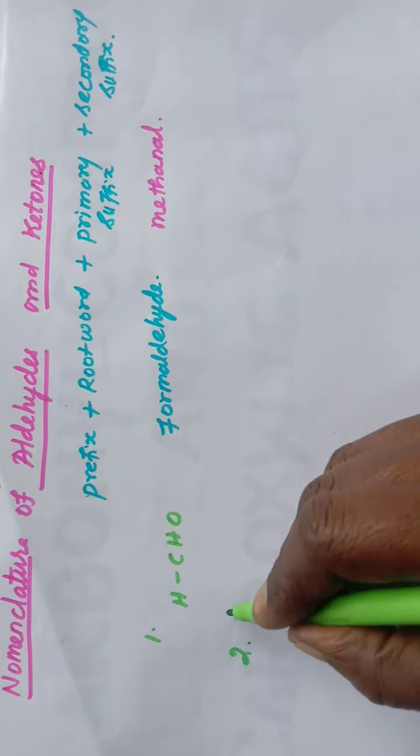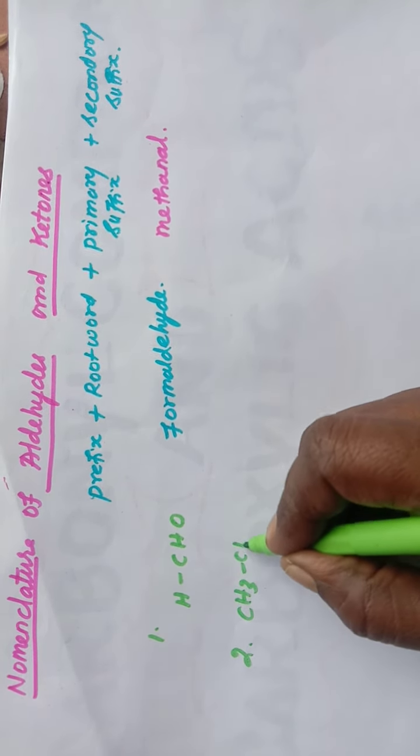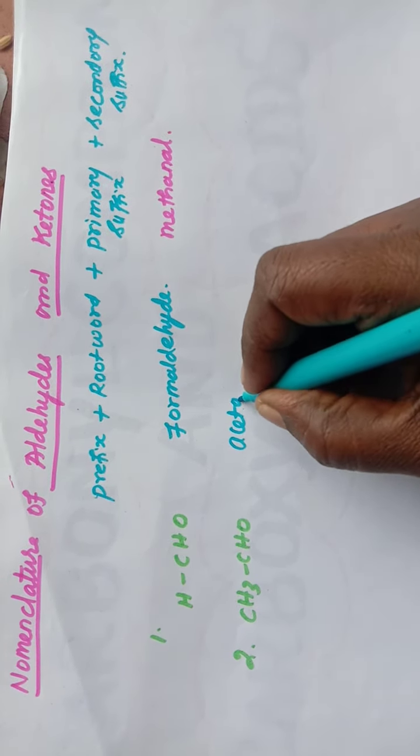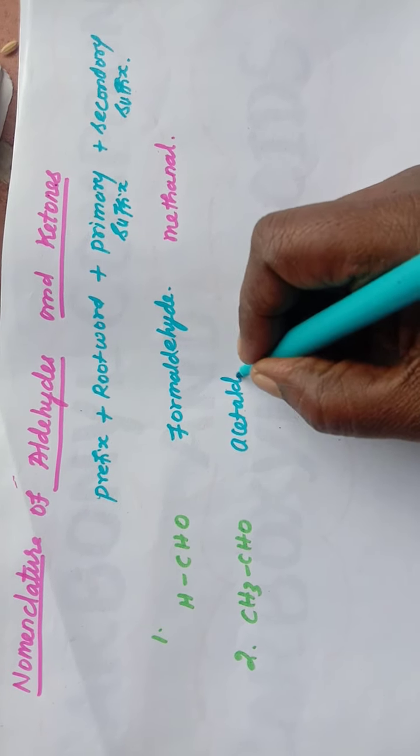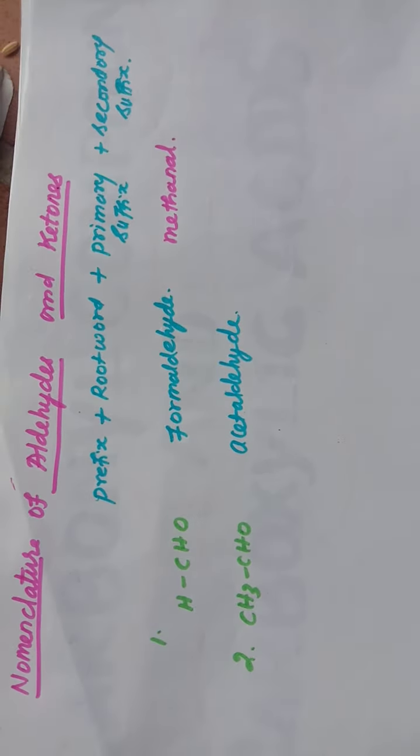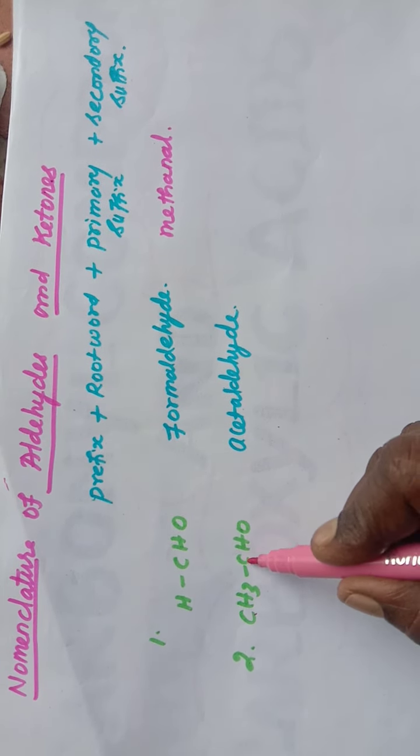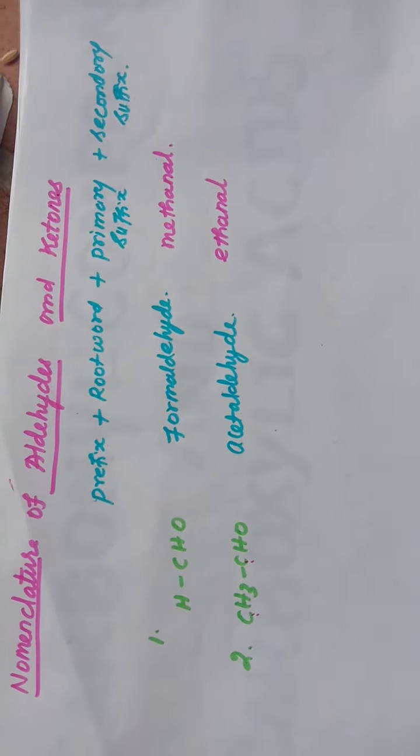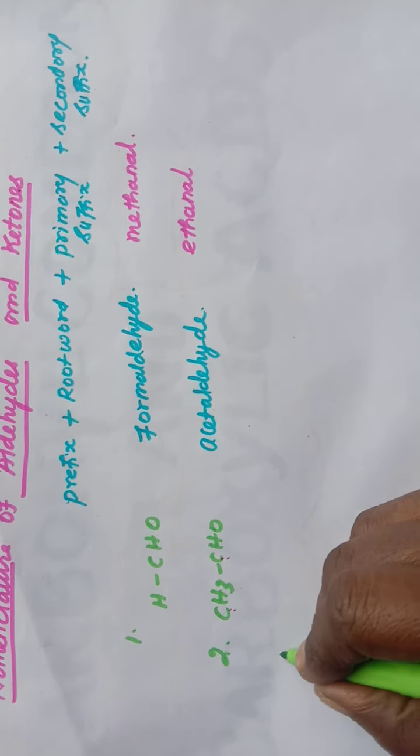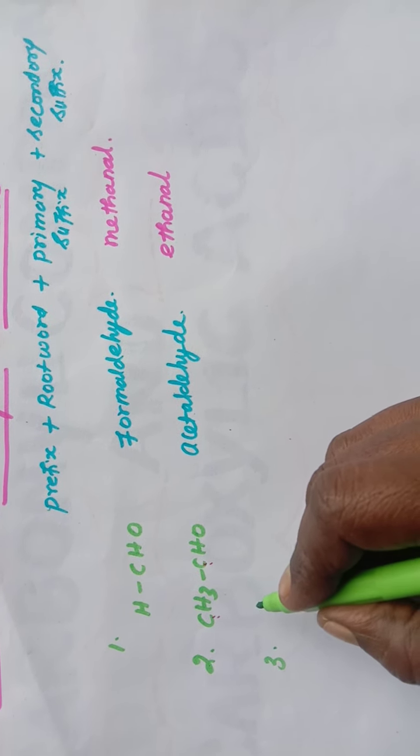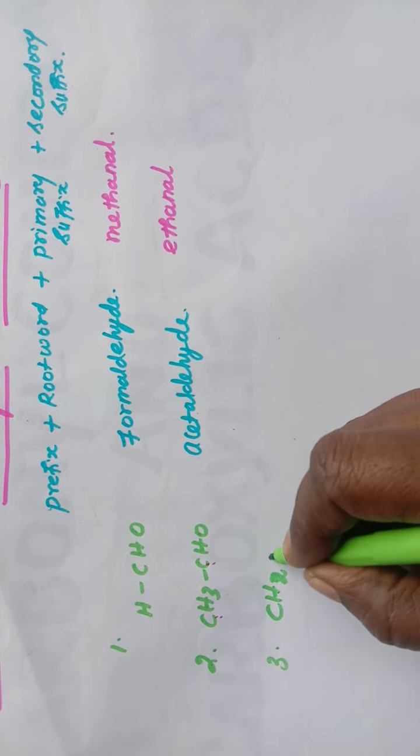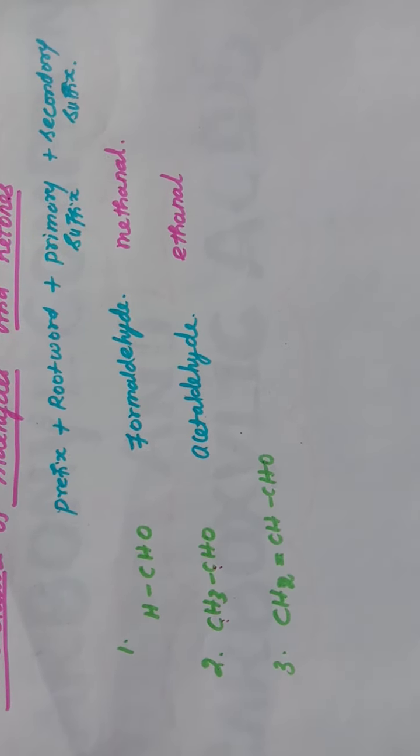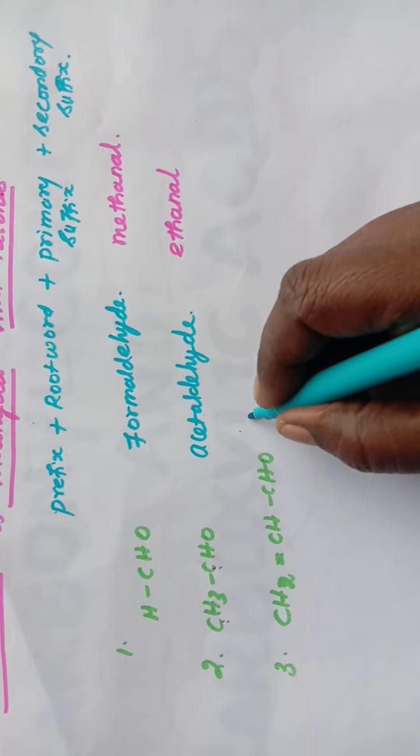Second one is CH3CHO. Common name of this compound is acetaldehyde. IUPAC name: here 2 carbons are present, so ethanal. Third one is CH2=CH-CHO. Common name of this compound is acrolein.